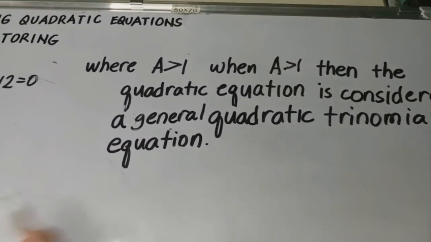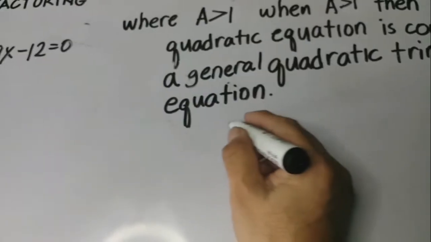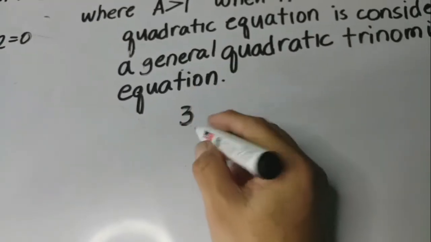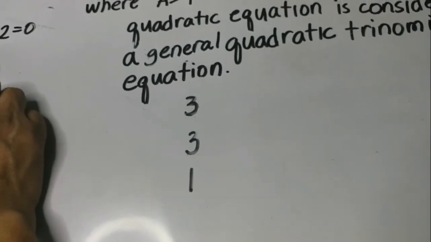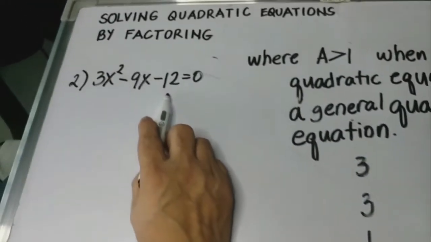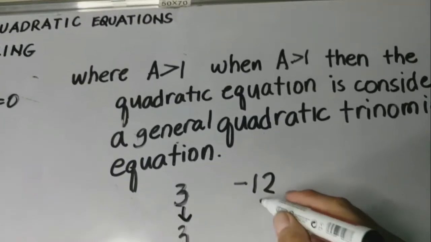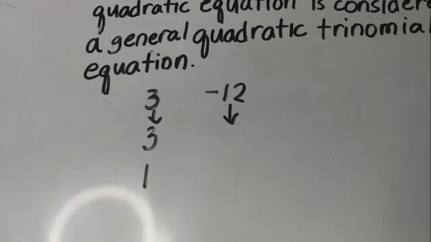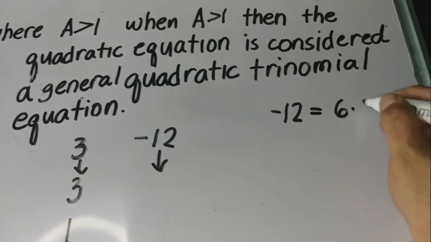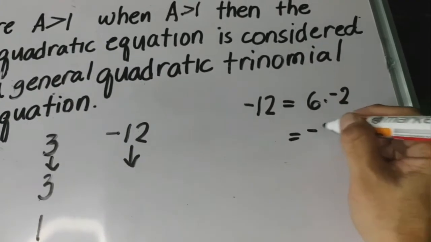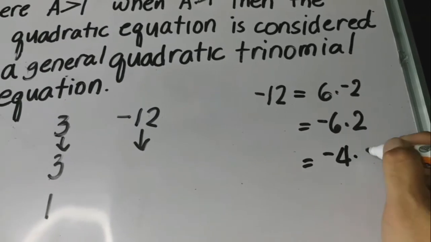Okay, so getting the factors of the numerical coefficient of the first term, 3. The factors are 3 and 1. Now, get the third term, which is negative 12. So, getting the factors of negative 12. So, for negative 12, the factors here are 6 and negative 2. Negative 6 and positive 2. Negative 4 and positive 3.